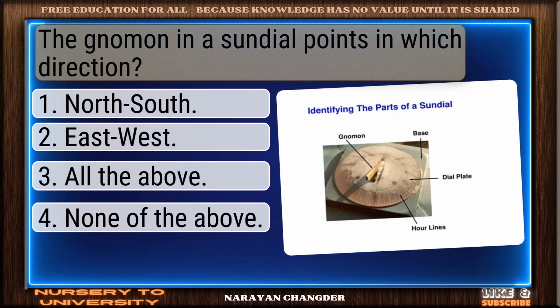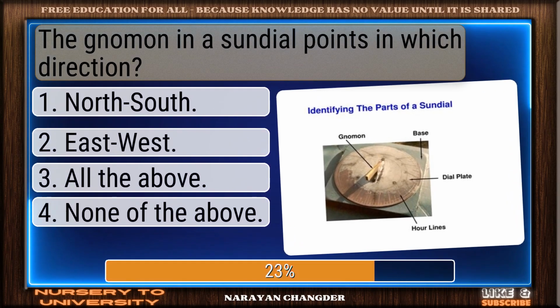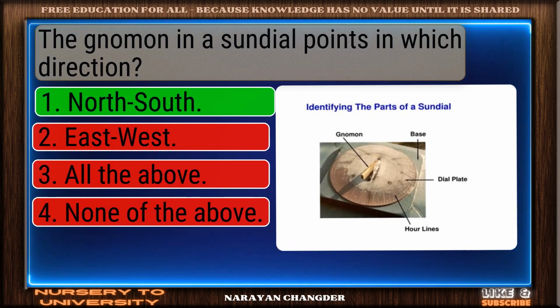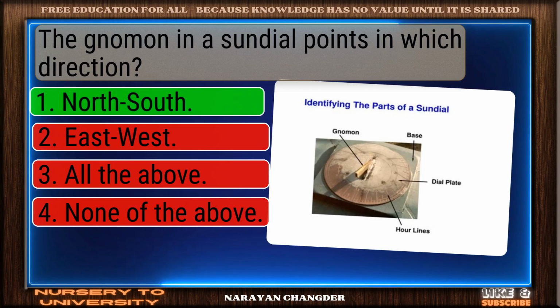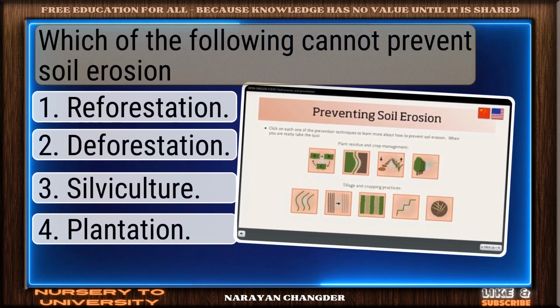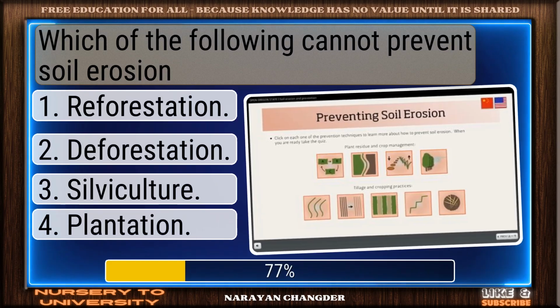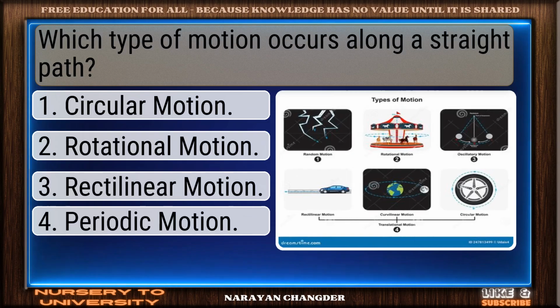Question number 1. The gnomon in a sundial points in which direction? Right choice. North-south is the best answer. Question number 2. Which of the following cannot prevent soil erosion? Correct. Deforestation is the right answer.